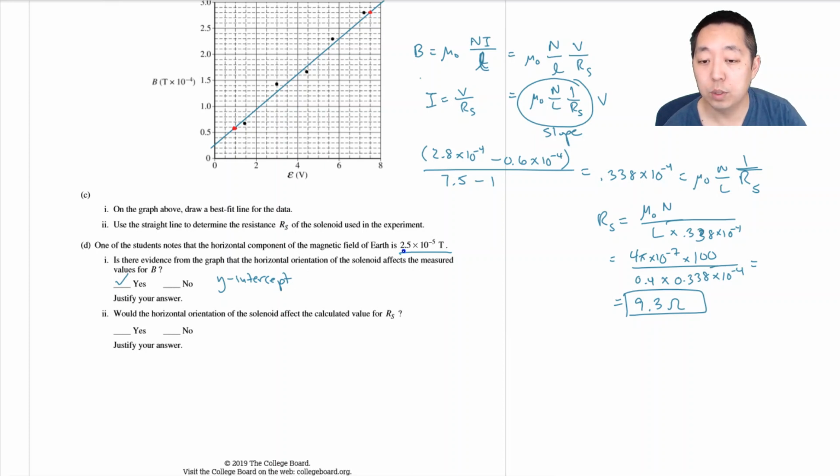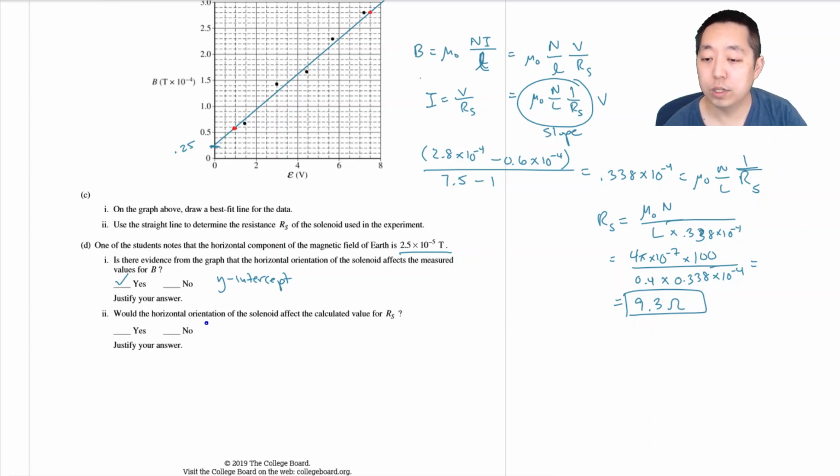Because 2.5 times would be 0.25 times 10 to the minus 4, and 0.25 times 10 to the minus 4 is right about there. Hey, that's pretty good. I drew it right through that point without even trying. But yeah, it looks like it is.